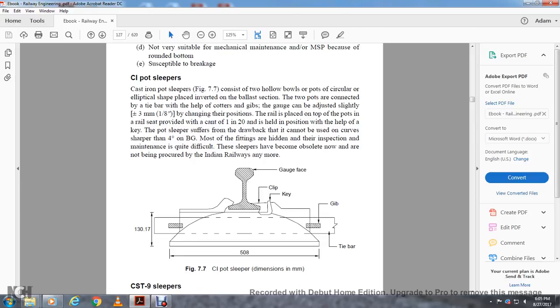Here are the cast iron pot sleepers, showing dimensions in millimeters, with the clip, key, gauge, grip, gib, and tie bar.